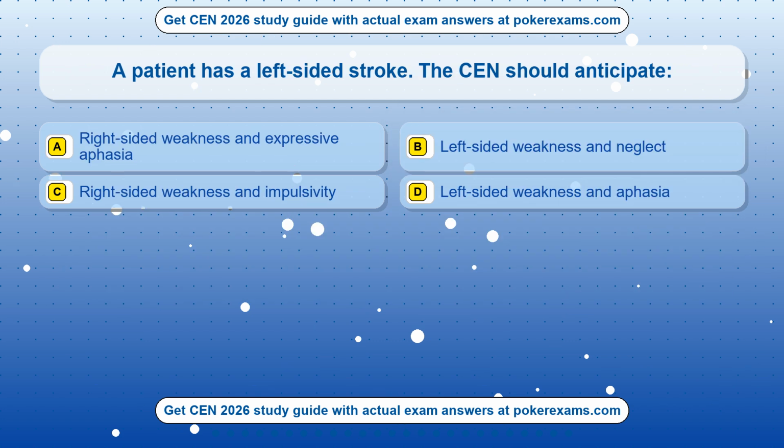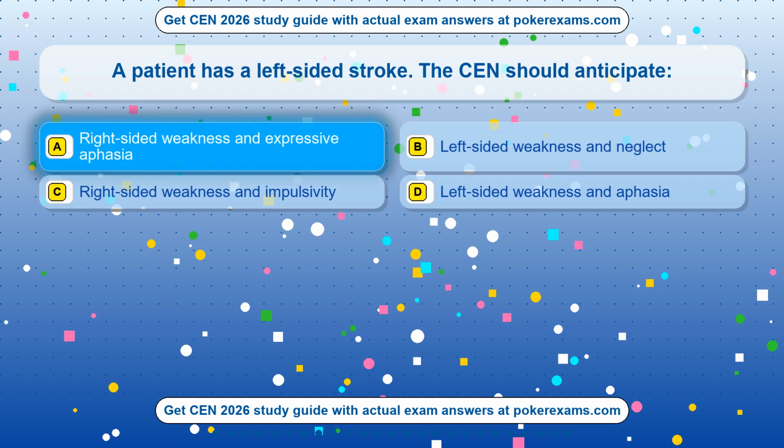Question 12. A patient has a left-sided stroke. The CEN should anticipate: Option A. Right-sided weakness and expressive aphasia. Option B. Left-sided weakness and neglect. Option C. Right-sided weakness and impulsivity. Option D. Left-sided weakness and aphasia. The correct answer is option A. Right-sided weakness and expressive aphasia.